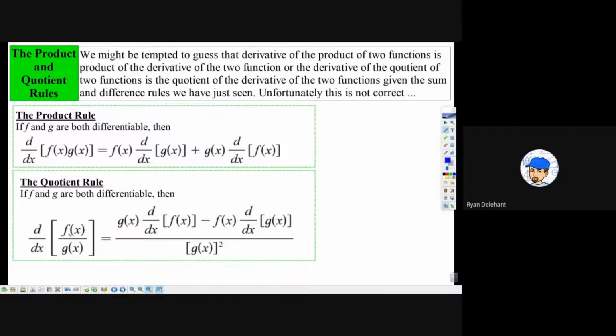So we look, f of x is our numerator, g of x is our denominator. So when we start this, the first one is the denominator times the derivative of the numerator, minus the numerator times the derivative of the denominator. And then the bottom, the denominator, gets squared. So these are two things that we're going to have to memorize and practice.